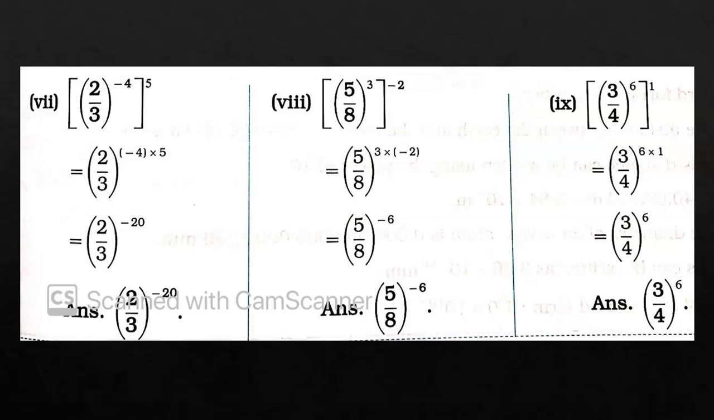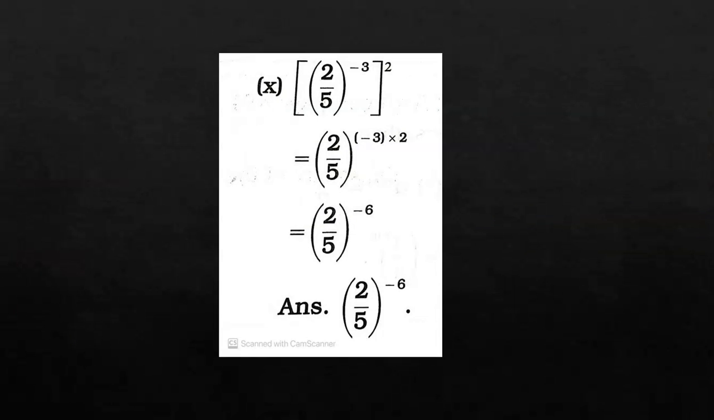Next, 3 upon 4 raised to 6 the whole raised to 1. So 3 upon 4 raised to 6 into 1, which is 3 upon 4 raised to 6. And the last one, 2 upon 5 raised to minus 3 the whole raised to 2. So 2 upon 5 raised to minus 3 into 2, which is 2 upon 5 raised to minus 6 is the answer.